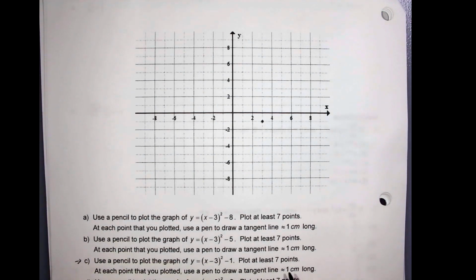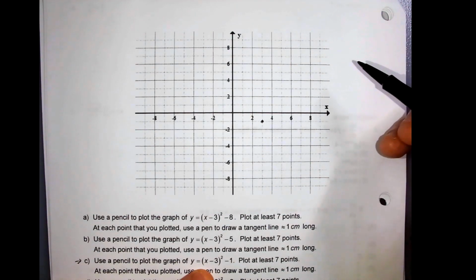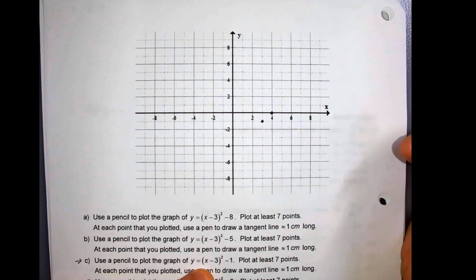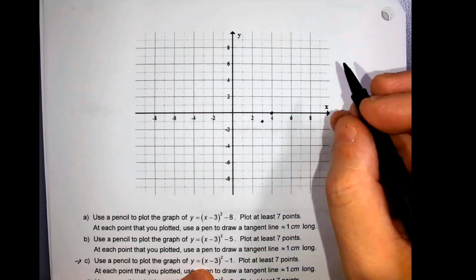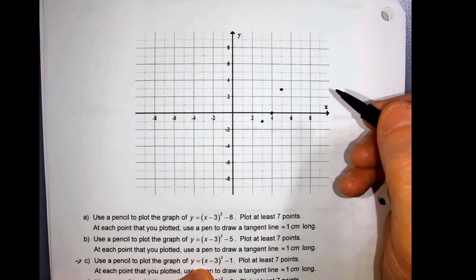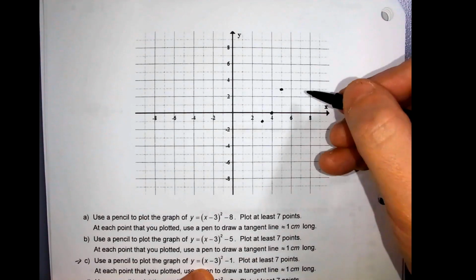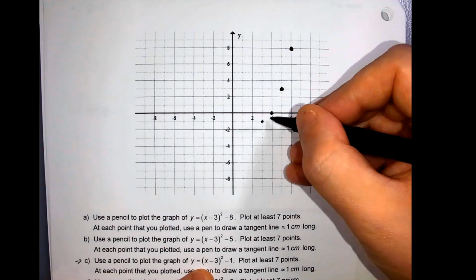And then we have to plot at least 7 other points. So we'll go 3 to the right and 3 to the left. So if I were to replace x with 4, 4 minus 3 squared is 1. 1 minus 1 is 0. Replace with 5 would be 4 minus 1, which is 3. And then replace with 6 would give me 9 minus 1, which is 8. So there are the 3 points I would get on this side.